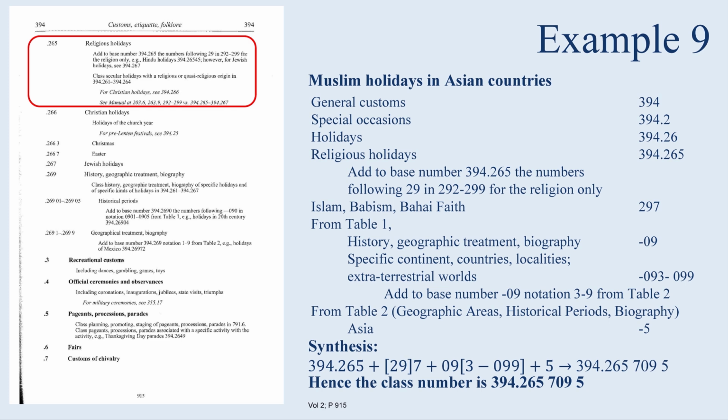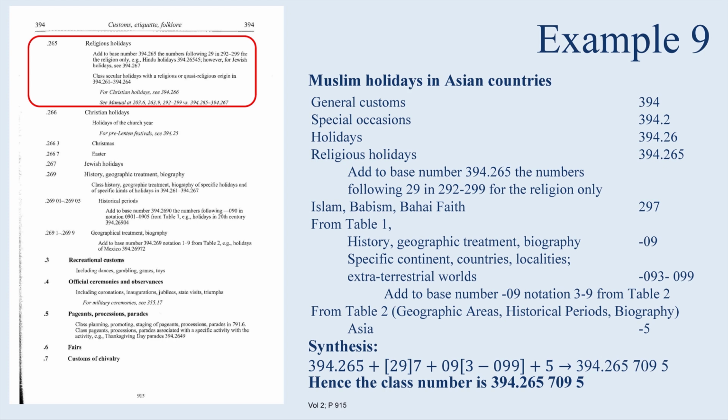And these particular holidays are dedicated to or celebrated by a particular religious group. That's why we prefer the number for religious holiday, that is 394.265. Under religious holiday, there is an instruction to add to the base number 394.265 the numbers following 29 in 292 to 299 for the religion only. So we have to take the number for religion, not its subdivision. So here is an example of adding another basic number to a particular class number.